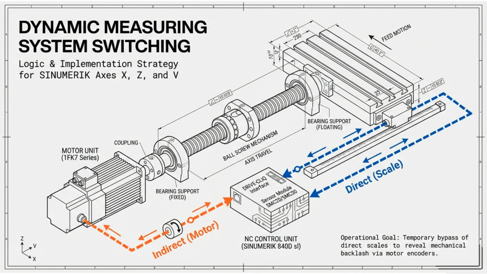This video covers the dynamic measuring system switching logic and implementation strategy for SINUMERIK axes X, Z, and V. Our goal is to temporarily bypass direct scales to reveal mechanical backlash using motor encoders.